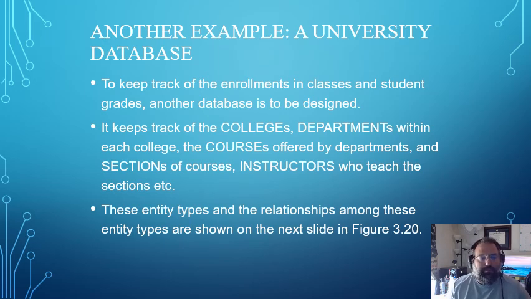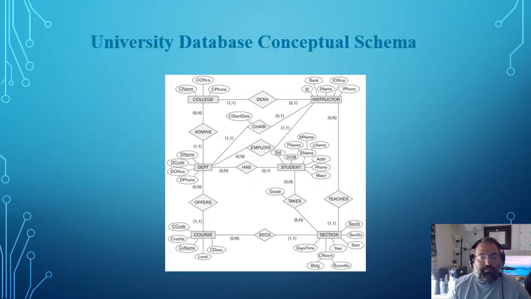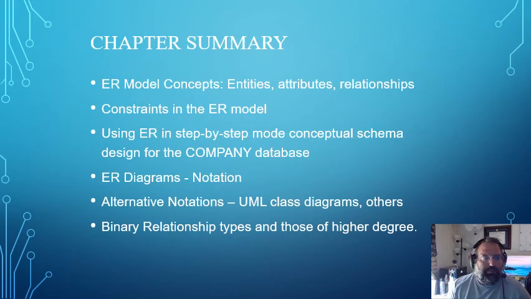Another example is a university database to keep track of the enrollments in classes and students' grades. Another database is to be designed. It keeps the colleges, departments within each college, the courses offered by the departments, the sections of those courses, and the instructors who teach those sections, and so on. These entity types and relationships among these entity types are shown in figure 3.20. This basically is showing the university database extended a bit further, showing attributes as well as entities. One of the nice things with software is that we can then choose what we see. And sometimes you can also do something very similar at the physical level as well.